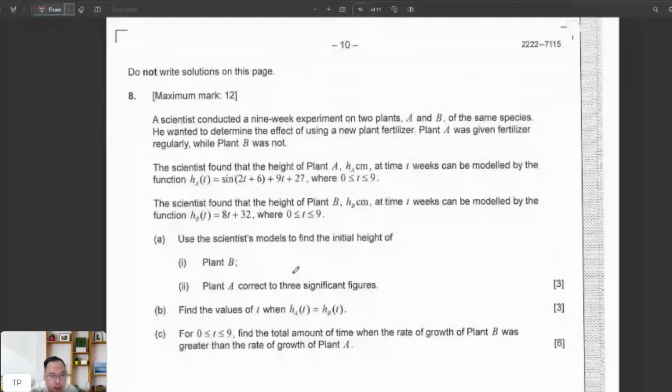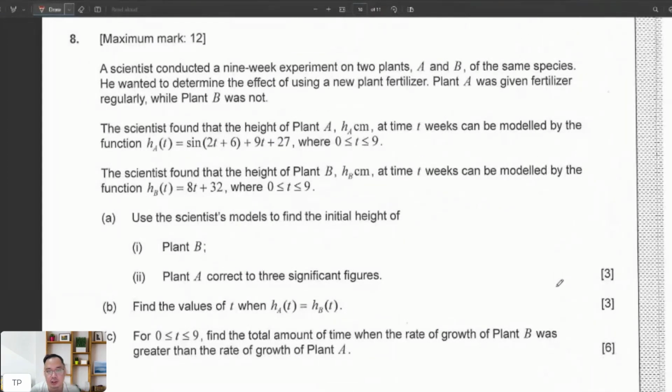Question 8. Scientists conduct a 9-week experiment on plants A and B of the same species, two plants. They wanted to determine the effect of using a new plant fertilizer. This is about a testing question, a statistics t-test comparing two samples. Plant A was given fertilizer regularly, while plant B was not.